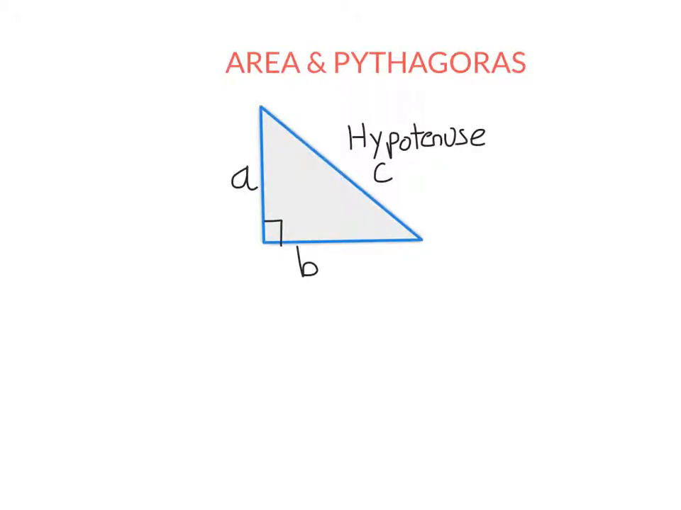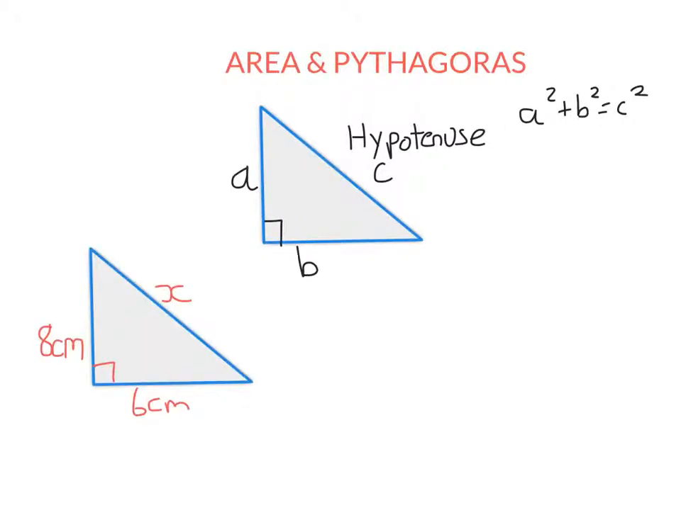Of course, Pythagoras' theorem is that A squared plus B squared equals C squared. So if you know two sides of a right-angled triangle, you can easily find the third. For example, in this triangle down the bottom, we have the two shorter sides and we want to find the hypotenuse. So rather than substituting everything into this equation and then rearranging, we can jump straight to this formula that will tell us the side length.